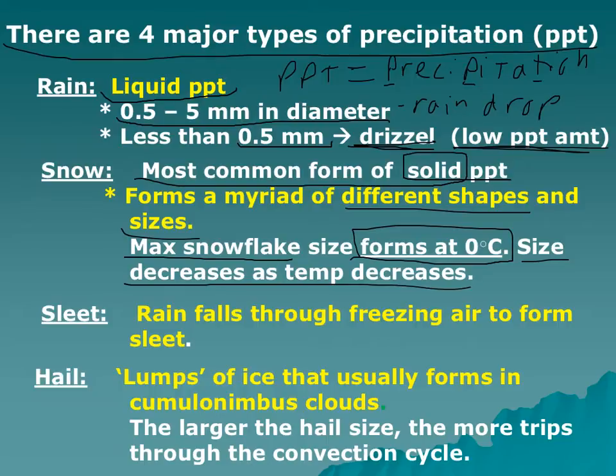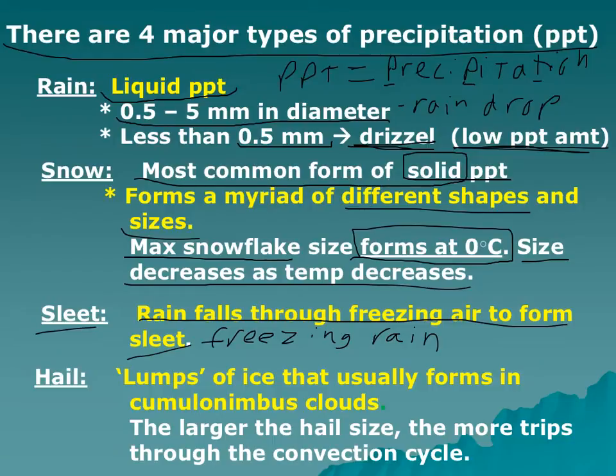Third type of precipitation is sleet. Sleet, also called freezing rain. The rain falls through freezing air and forms sleet. So it starts off as liquid from the cloud, comes down, freezes as it's coming down, and it lands as ice, or hits as an icy, watery mixture.